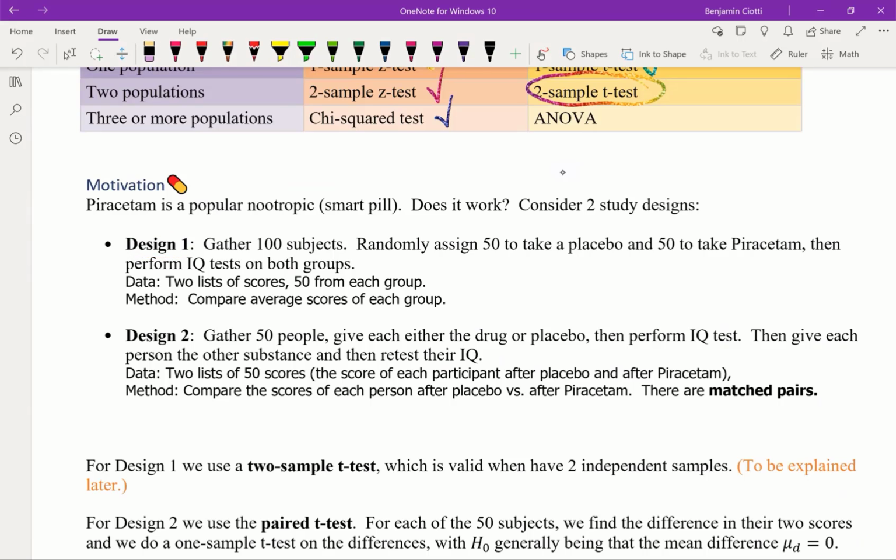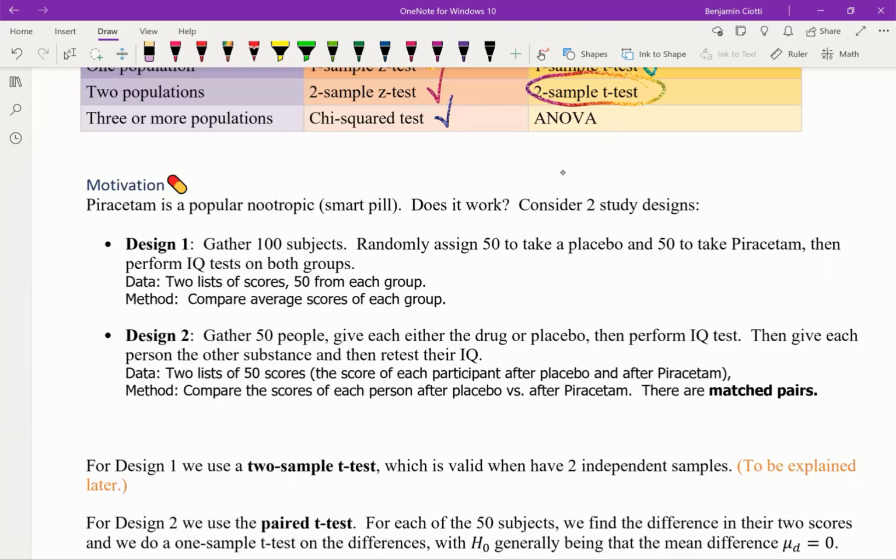In the first design, you gather 100 subjects, 100 random people, and you randomly assign 50 of them to take a placebo and 50 of them to take the piracetam. You then perform IQ tests on both groups. So as a result, your data will be two lists of IQ scores, 50 from each group, 50 from the group that took the piracetam, 50 from the group that took the placebo. And you can then proceed to compare the average IQ score in each group.